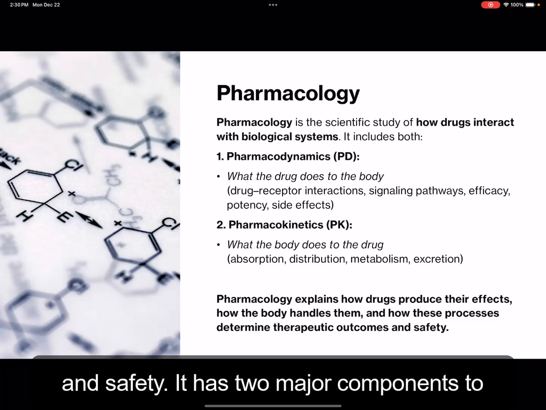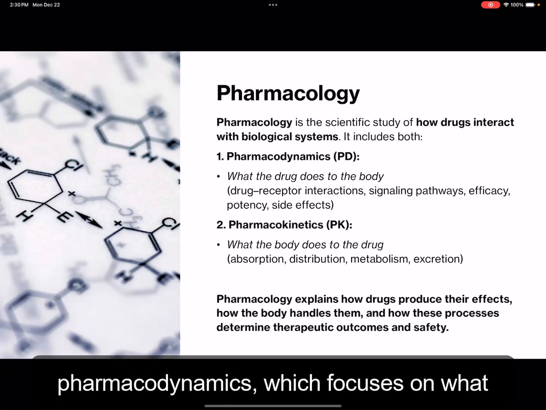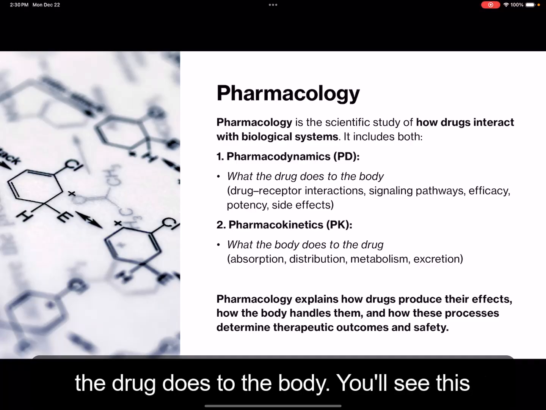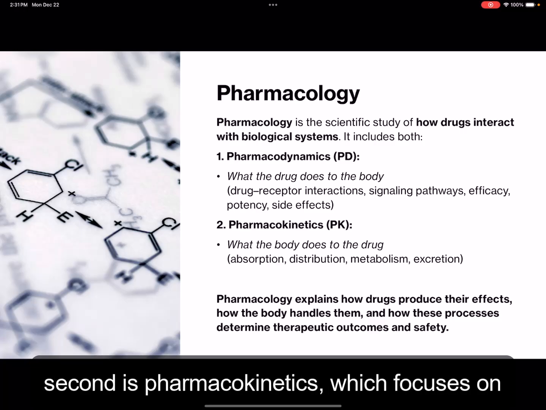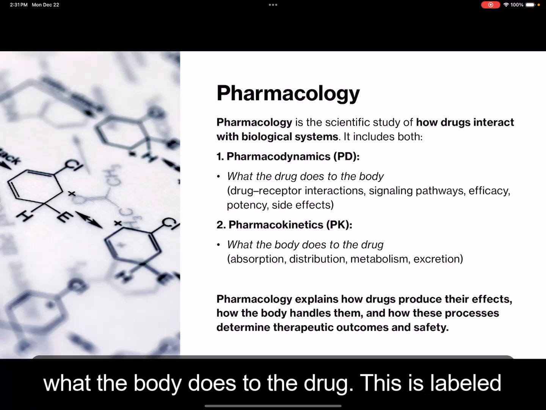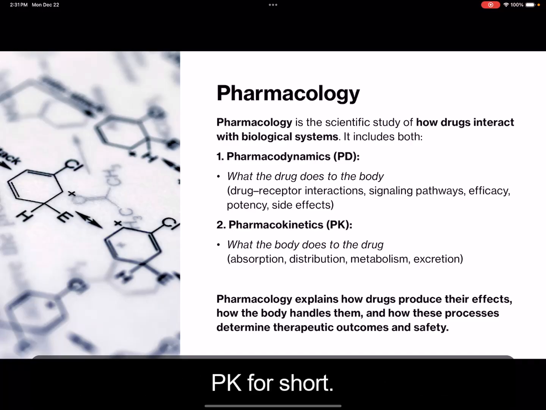It has two major components to it. Pharmacodynamics, which focuses on what the drug does to the body. You'll see this labeled in this class as PD for short. And the second is pharmacokinetics, which focuses on what the body does to the drug. This is labeled PK for short.